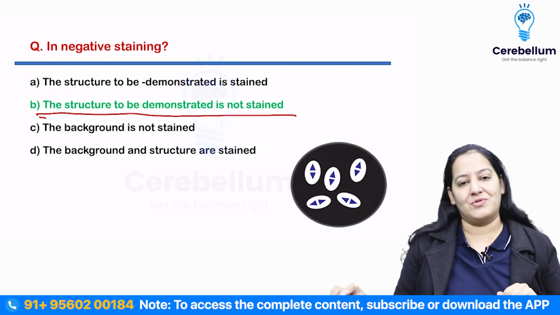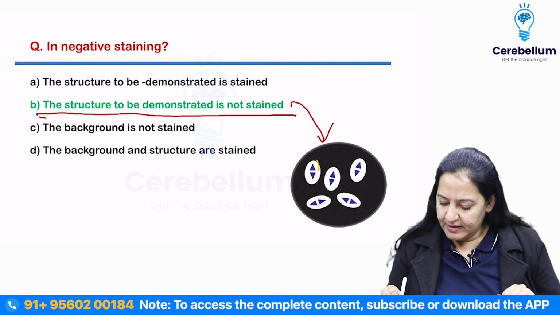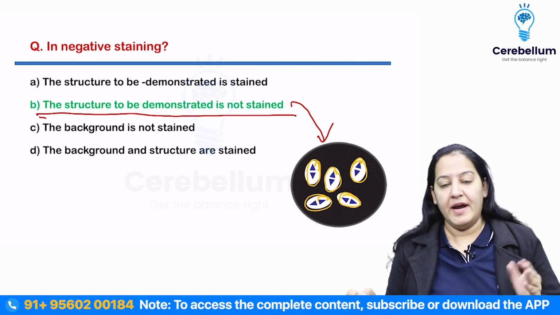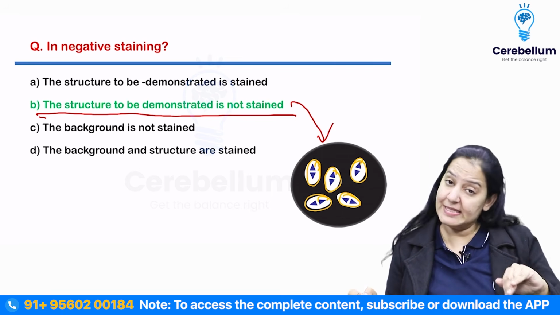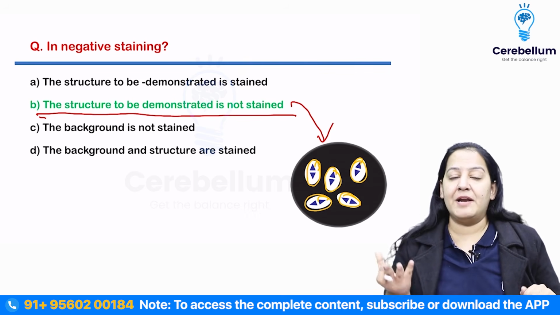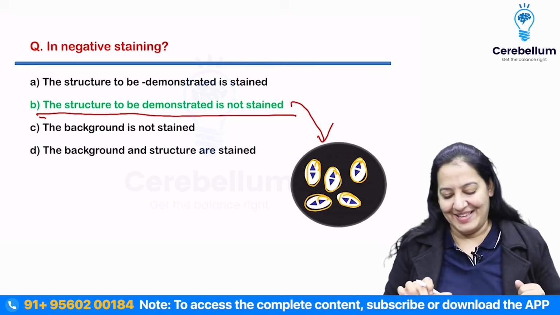The structure to be demonstrated is not stained. See, in this image, you can see the structure, that is the bacteria, the capsulated bacteria, diplococci. It has to be demonstrated, it is not stained, it's still transparent. We are staining the background so that transparent bacteria can stand out in a dark negative background. So that is the thing.